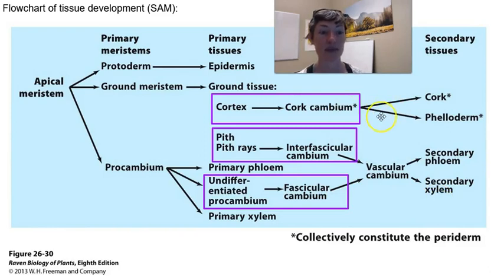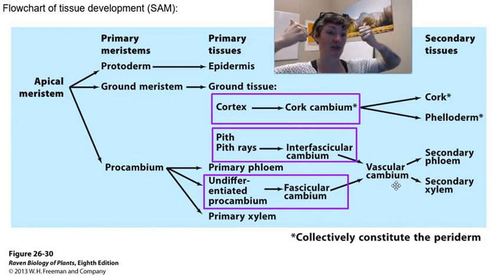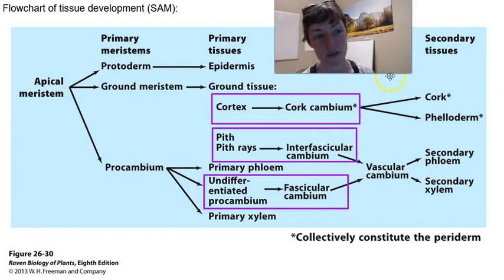But the cork cambium is going to make cork to the outside of the plant and phelloderm to the inside. Those three things together, the cork cambium, cork, and phelloderm, are called the periderm. The vascular cambium is going to make secondary xylem to the inside and secondary phloem to the outside. And we'll go over all of the names for all of those things in the secondary growth lecture. But just for you thinking about the organization of all these tissues and what they do, now you know. But we'll go over it in more detail soon.